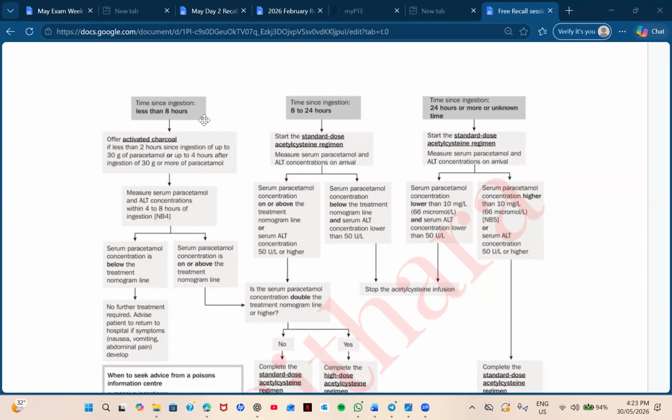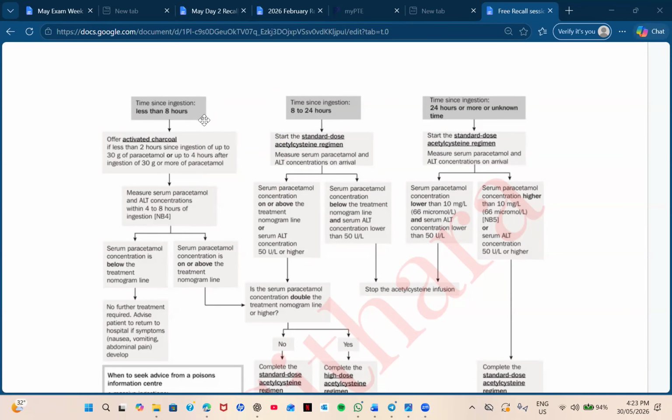Okay, we'll do this question. A 24-year-old man brought to the emergency department by ambulance after ingesting 50 tablets of immediate release paracetamol, right? 50 tablets. Can you see they can give like this? So 50 tablets mean how many? How many grams have they ingested?